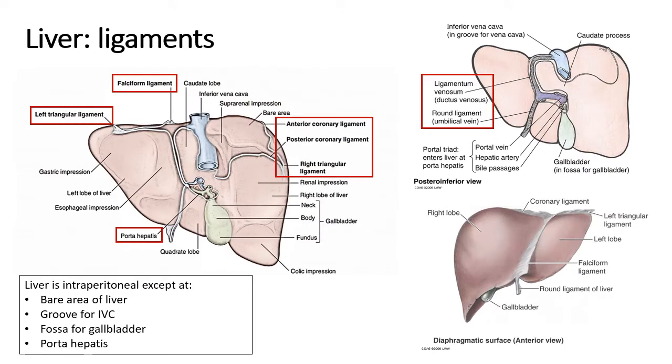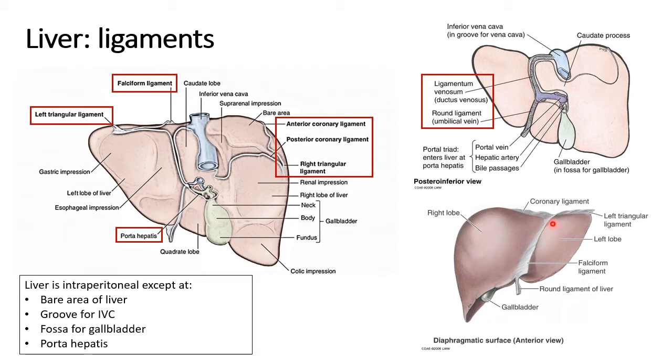The ligaments of the liver. The liver is an intraperitoneal structure, so you find folds of peritoneum connecting the visceral peritoneum on the surface of the liver to the parietal peritoneum lining the peritoneal cavity, mostly the diaphragmatic surface. Now, what are those ligaments?